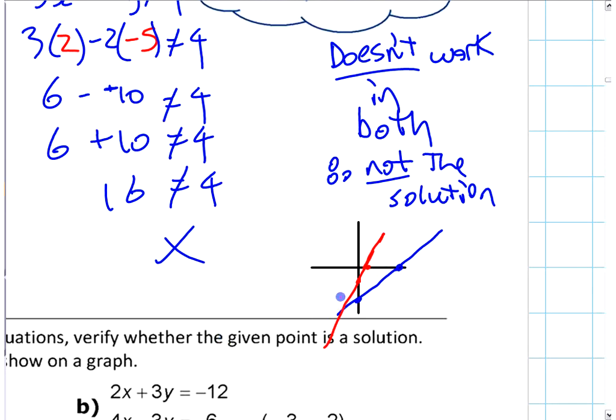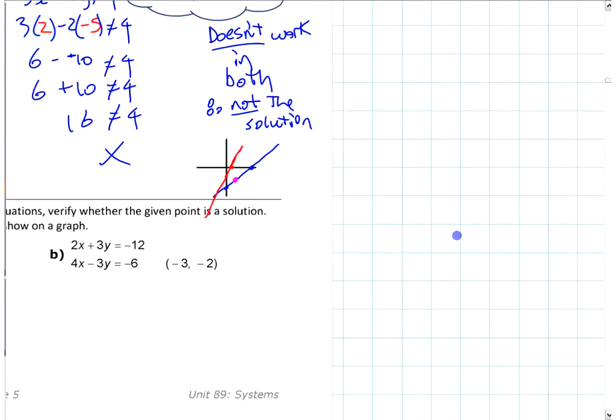It's not going to be the intersection point. It's not going to be in the middle of nowhere. If it works on one of the lines, it's going to be on one of the lines. It's going to be here or something like that, right? Except it's not, right? Wherever (2, -5) was, it's going to be here. It's going to be on one line but not the other, right? If it works in one equation but not the other, it's going to be on one line but not the other.